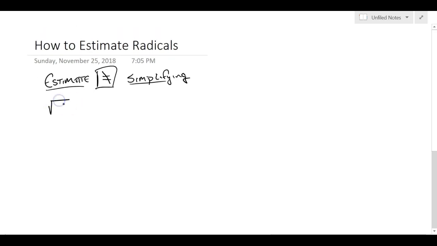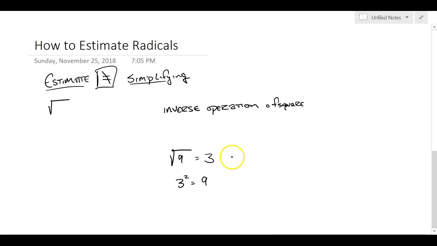Now, quick review. What is a radical? Well, a radical is an inverse operation. It is the inverse operation of squaring something. Meaning, square root of 9 is equal to 3. 3 squared is equal to 9. You get the idea.